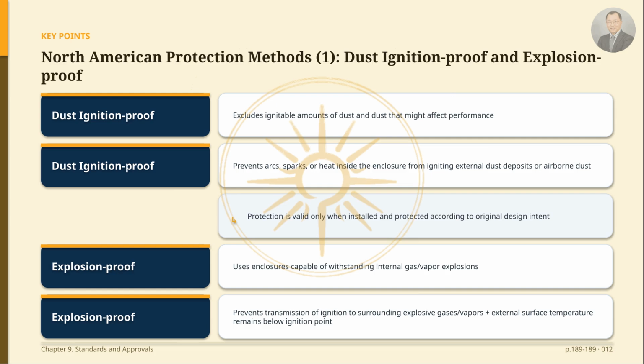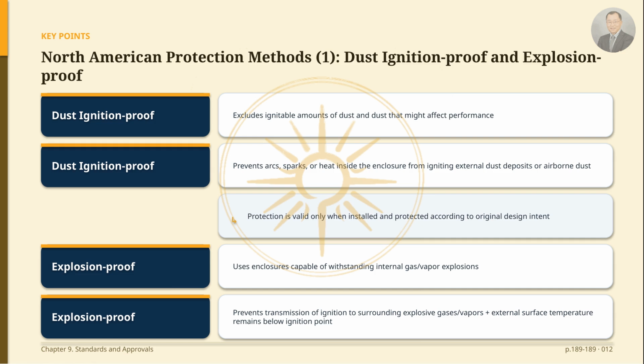I would like to introduce two of the protection types commonly used for instruments in North America. The first is dust ignition proof. This type of protection excludes ignitable amounts of dust, or amounts that might affect performance or rating, from entering the enclosure. When installed and protected in accordance with the original design intent, it ensures that arcs, sparks, or heat generated or liberated inside the enclosure will not cause ignition of exterior accumulations or atmospheric suspensions of a specified dust.